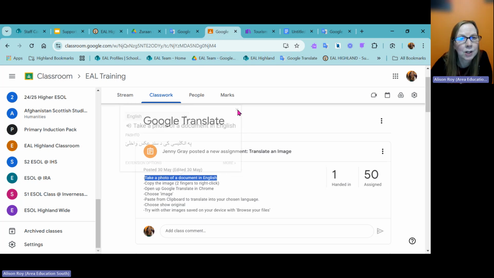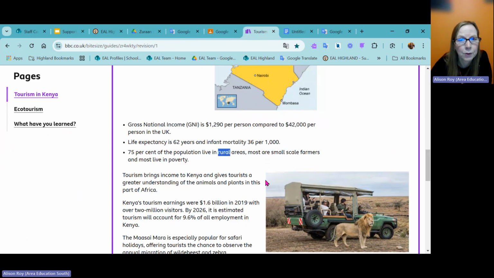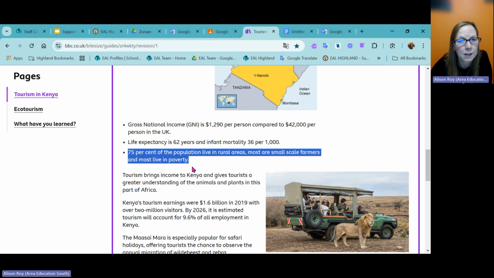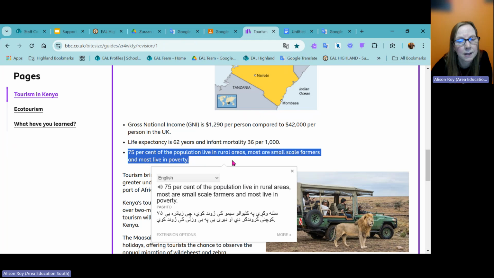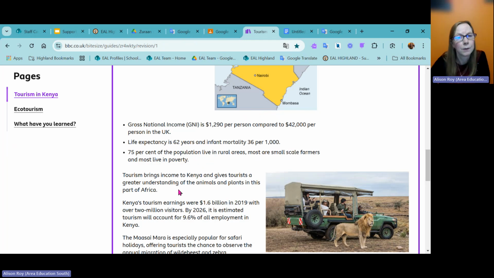And so the Google Translate extension works on Classroom. It also works on a website. For example, if we highlight a word there on the BBC Bitesize website, it will translate it. You could highlight a whole sentence and it will translate it. So it's very handy in the sense it's just there, it's quite quick. You can translate parts of what you're reading.